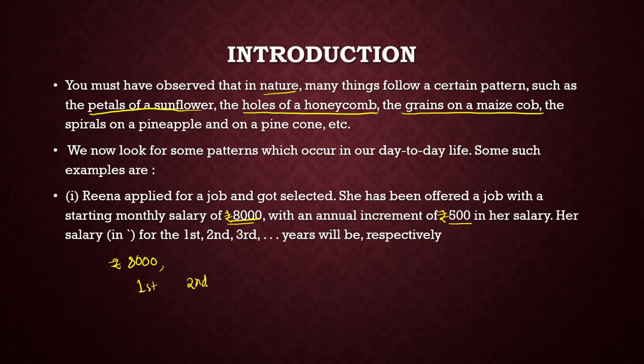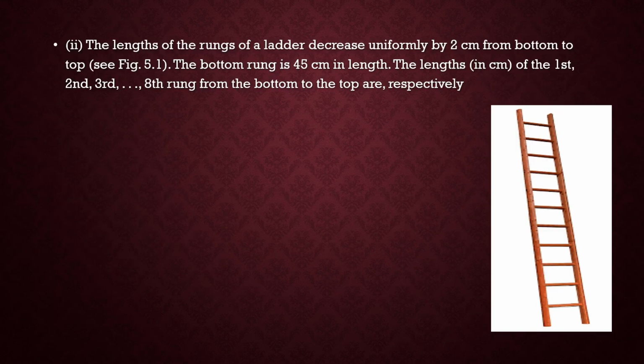So when she went to the second year, her monthly salary increased to rupees 8,500. And in the third year, it again got raised by 500 rupees, to rupees 9,000. Now for the fourth year, it got raised to rupees 9,500. So here you can actually observe a pattern. Each value is getting increased by rupees 500, right? This is a pattern which you can observe in these numbers. Now let's look into the second example.